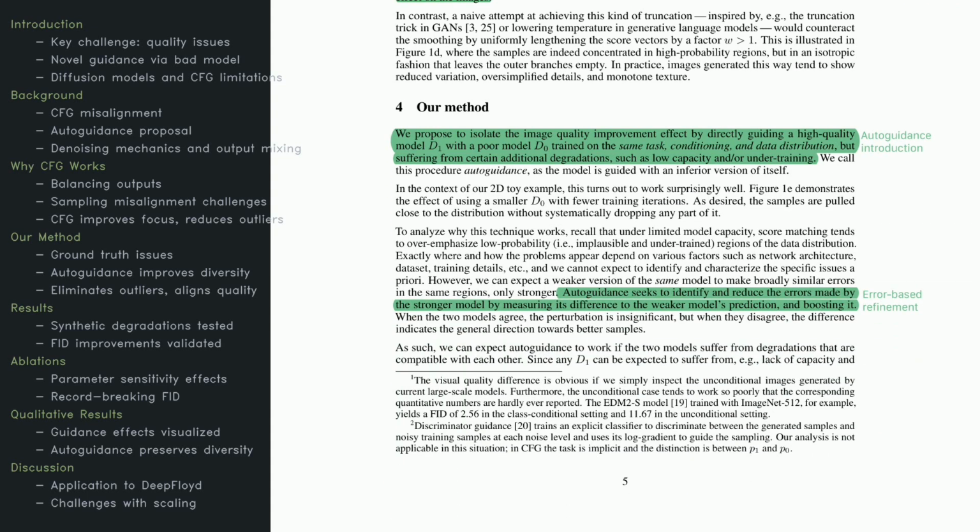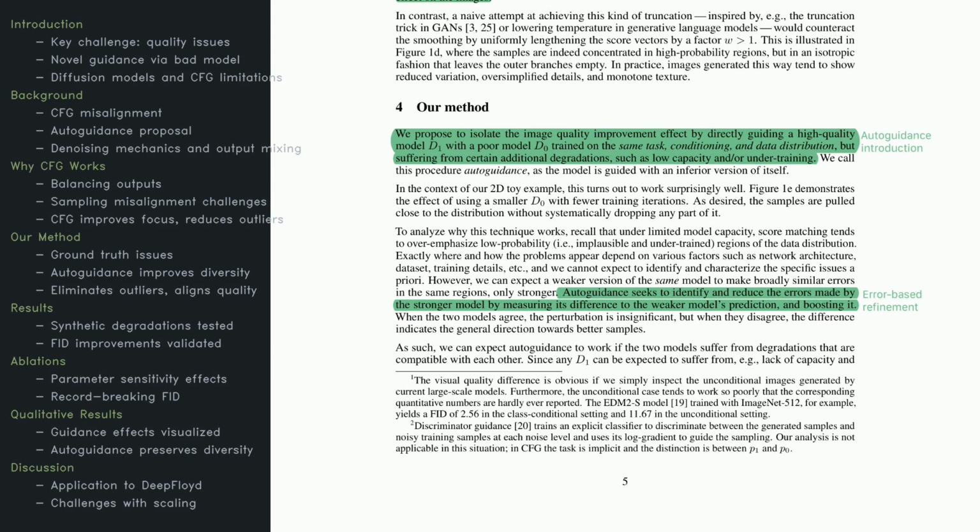Still on page 5, the paper introduces the main star, autoguidance. It's basically a strong diffusion model guided by a weaker version of itself. The weaker model might be undertrained or smaller in capacity, intentionally so. The difference in their predictions is used as a signal to push toward better samples. When the 2 models agree, autoguidance doesn't do much. But when they disagree, that disagreement nudges the strong model to improve.